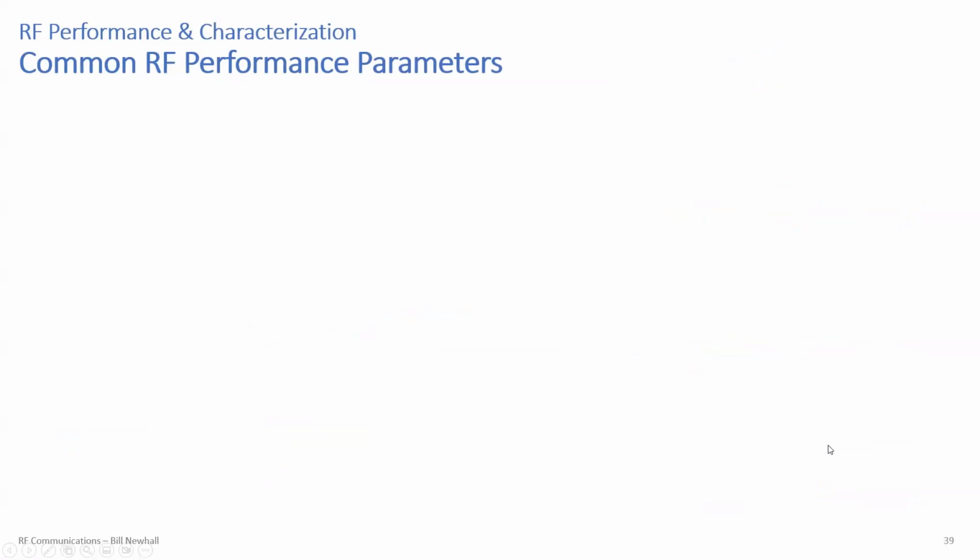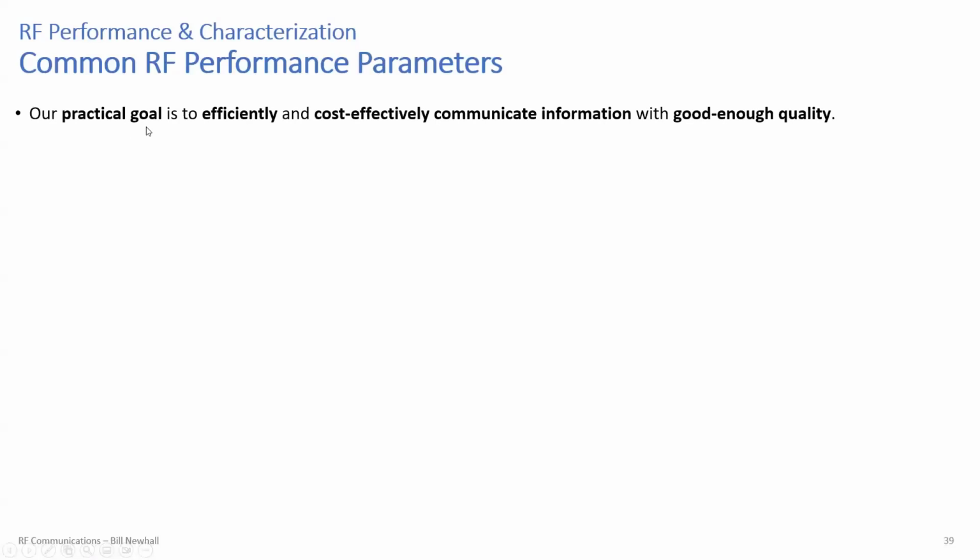Next, let's talk about common RF performance parameters. There are some pretty common metrics we use to evaluate components and subsystems of transmitters, receivers, and RF systems in general. Our goal in the end is to efficiently and cost effectively communicate information with good enough quality.